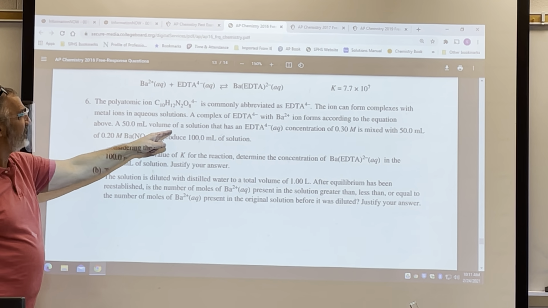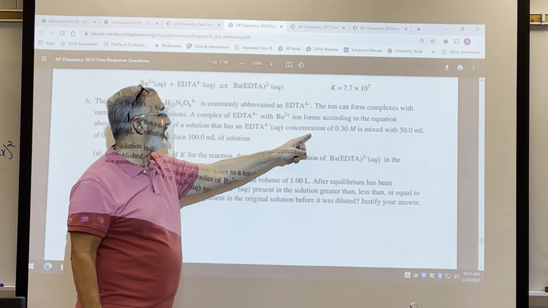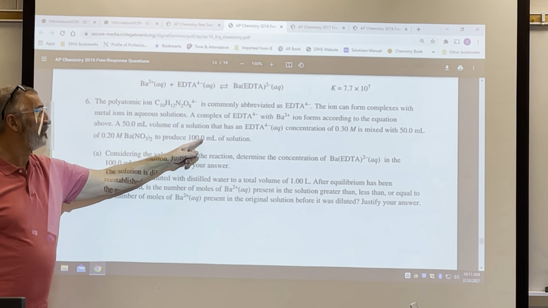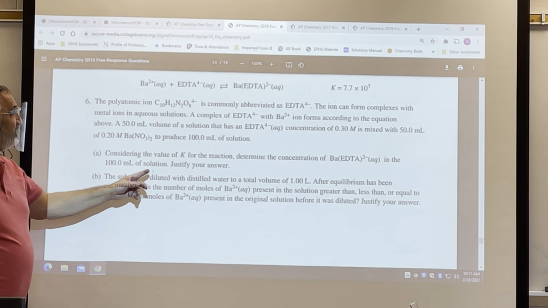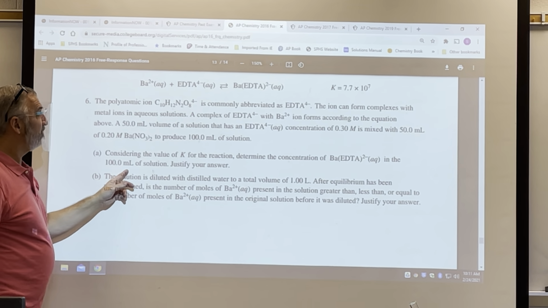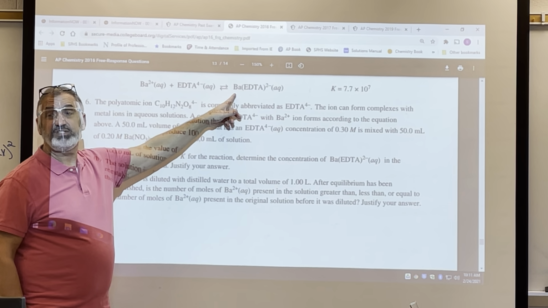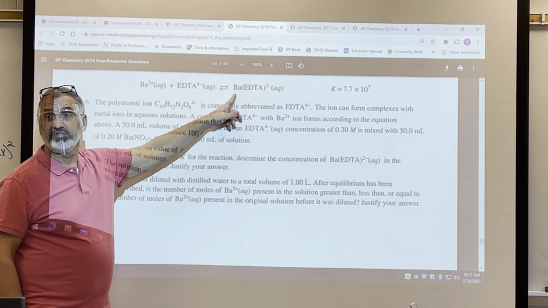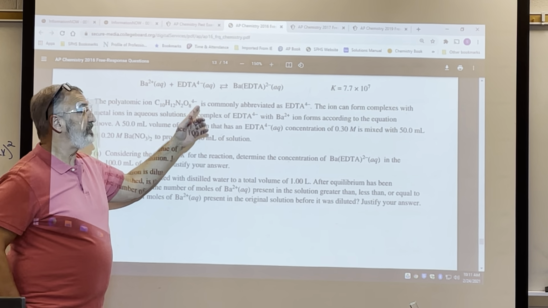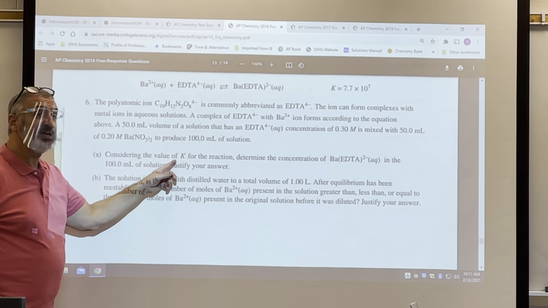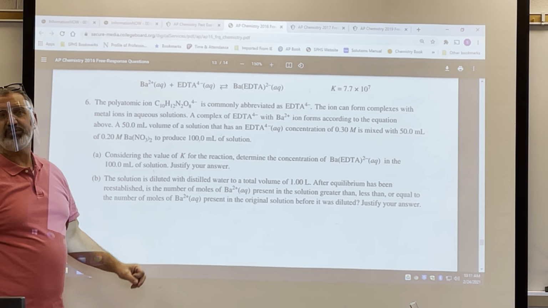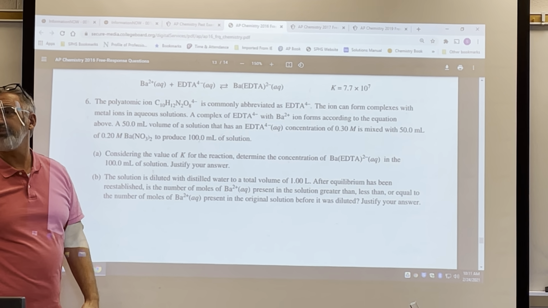A 50 milliliter volume of a solution that has EDTA concentration of 0.3 is mixed with 50 milliliters of 0.2 molar to produce 100 milliliters of solution. Considering the value of K, determine the concentration in the 100 milliliters of solution. This is just the limiting reactant stoichiometry problem. Because considering the value of K means it goes to completion. So you just do a stoichiometry problem. You don't do an equilibrium problem.